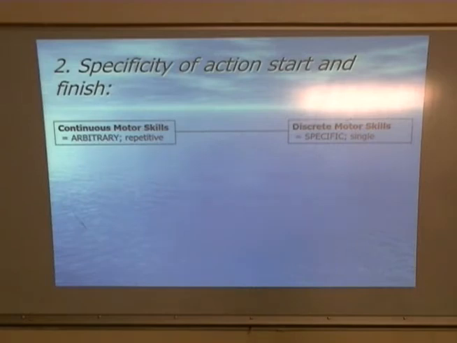and it's finished. At the other end of the continuum, we have continuous motor skills. Continuous motor skills have arbitrary starting and finishing points. They involve repetitive motor pattern activity. So to achieve the goal, I have to keep repeating the same motor pattern over and over again.